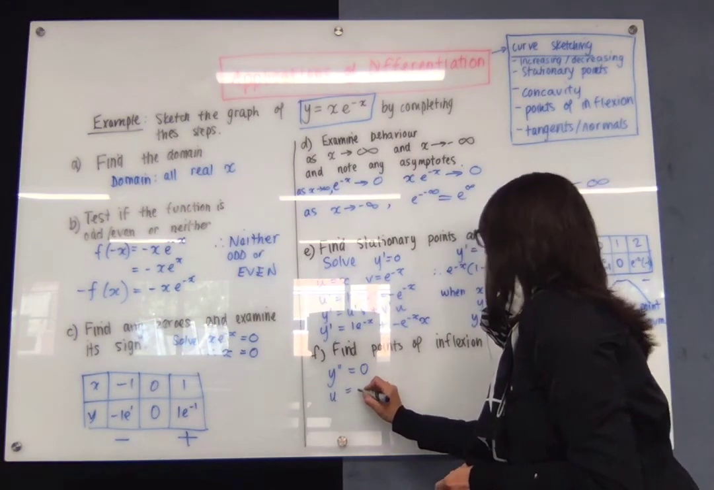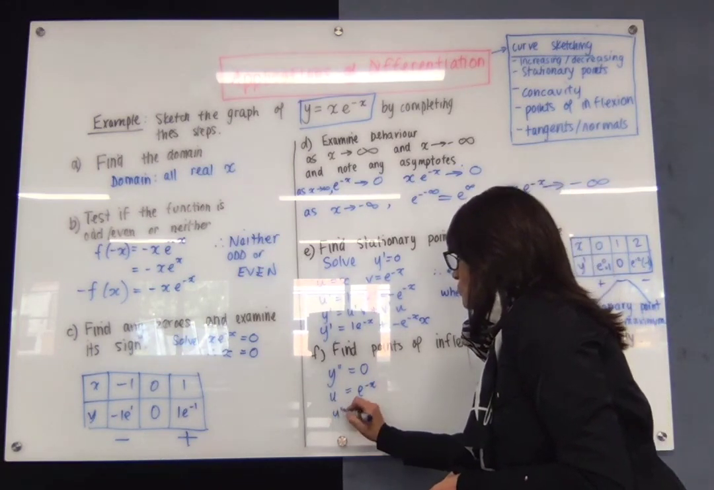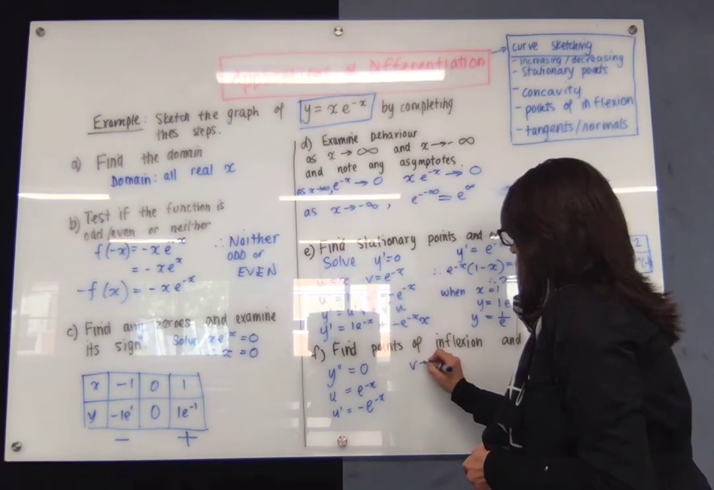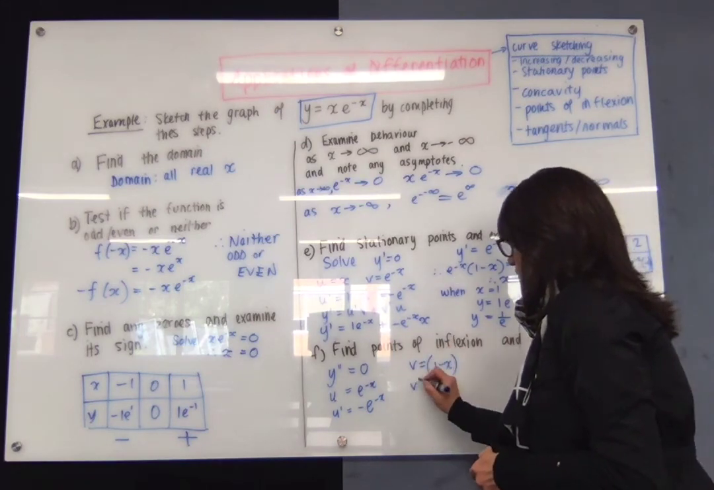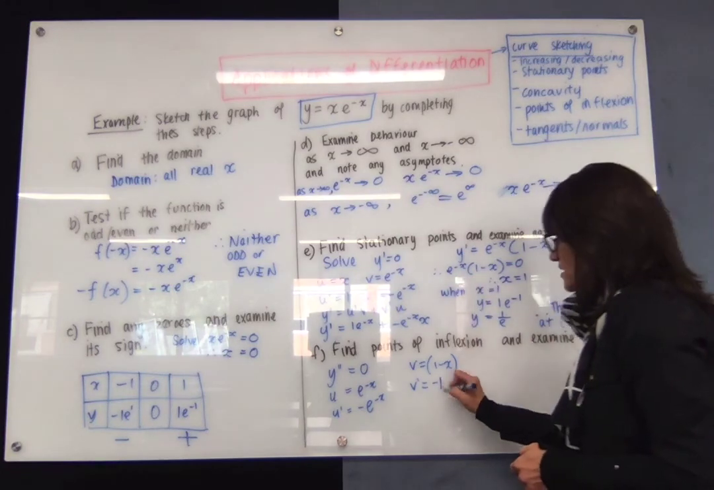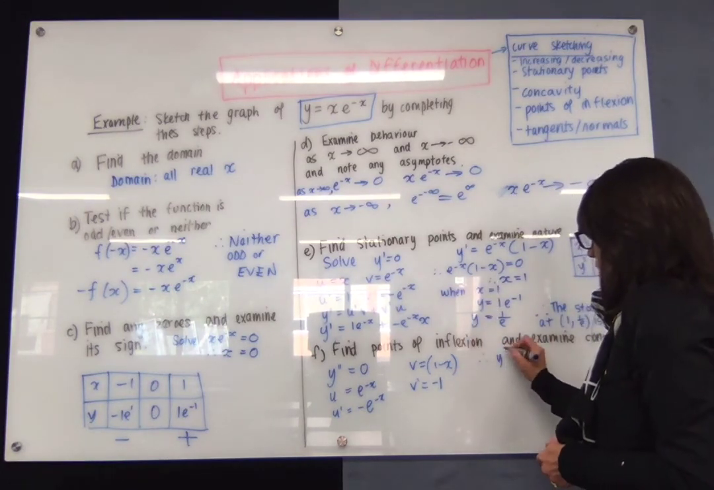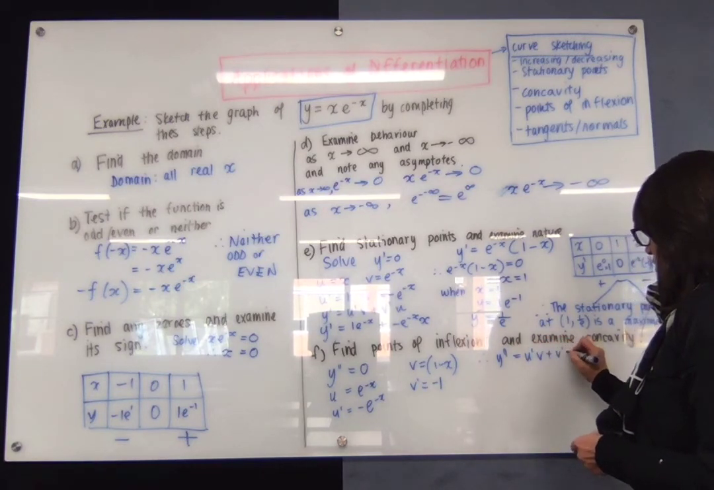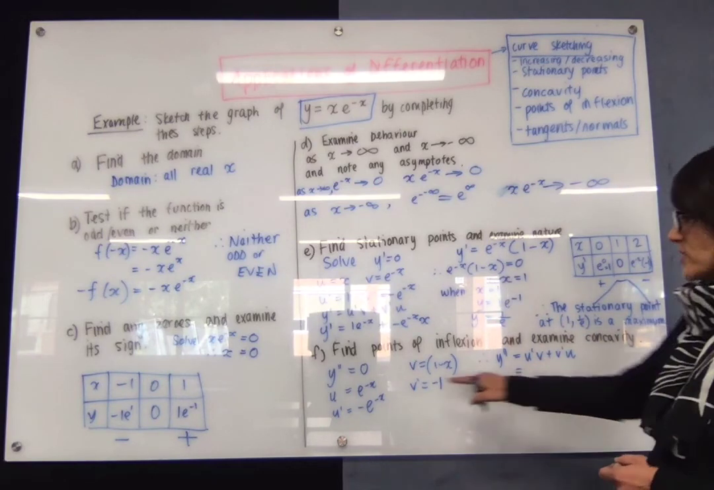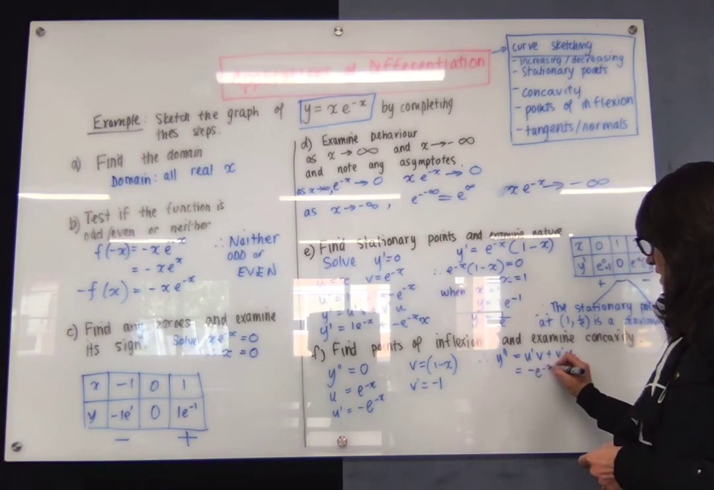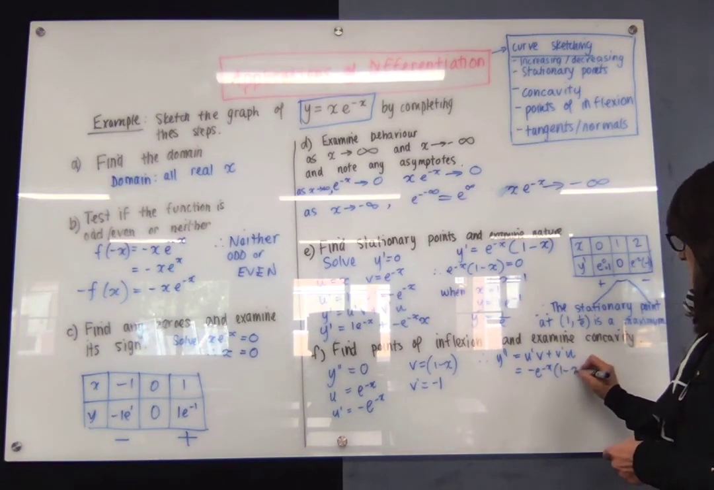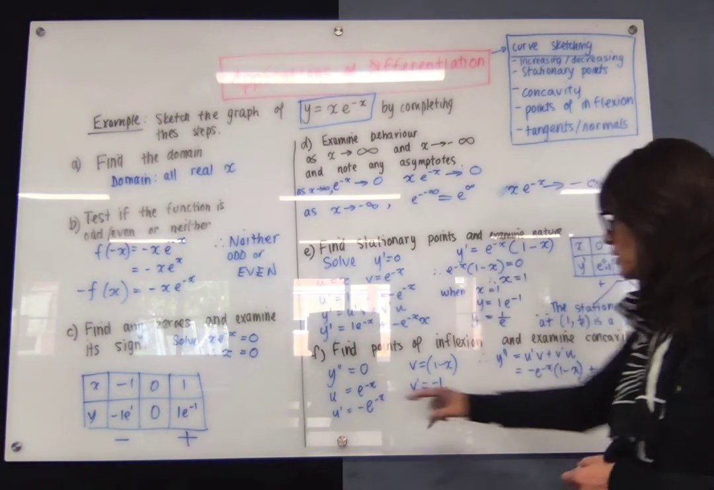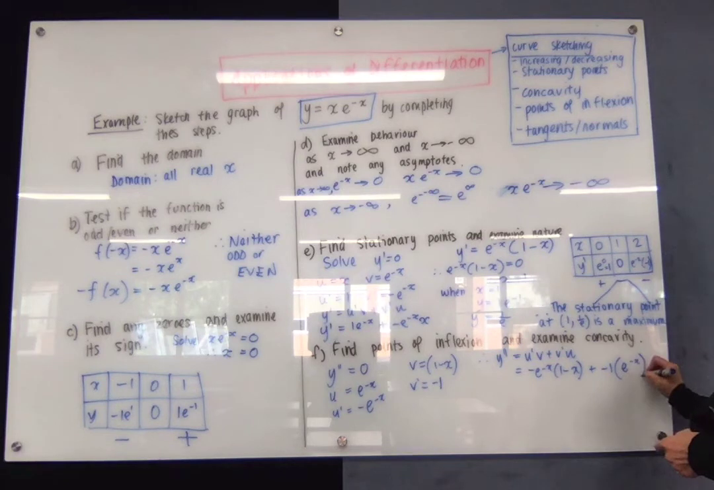So our value for u is e to the negative x. So u dash is negative e to the negative x. And v is 1 minus x. So v dash is our derivative of this, negative 1. Therefore, y double dash in this case is u dash v plus v dash u. And u dash is negative e to the negative x times v, which is 1 minus x, plus v dash, which is negative 1, times u, which is e to the negative x.